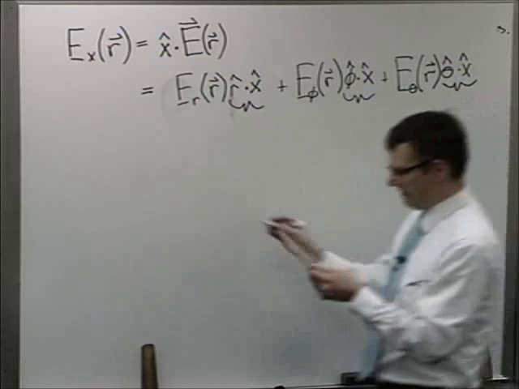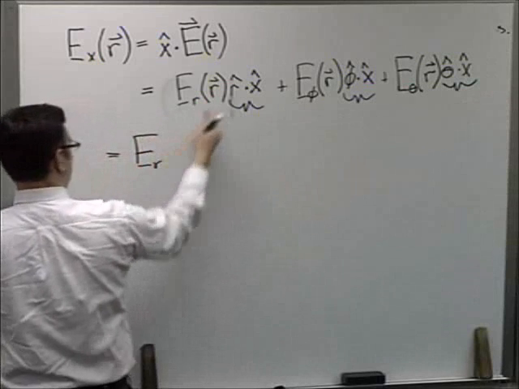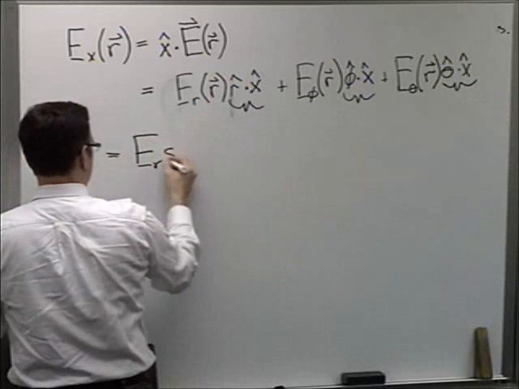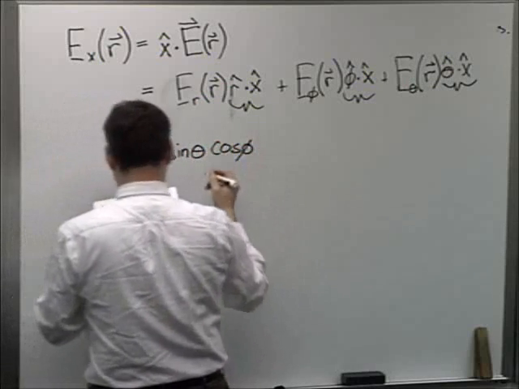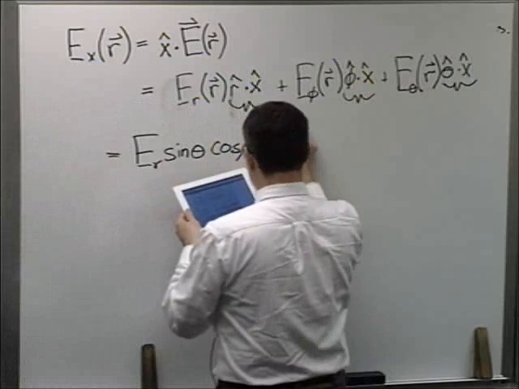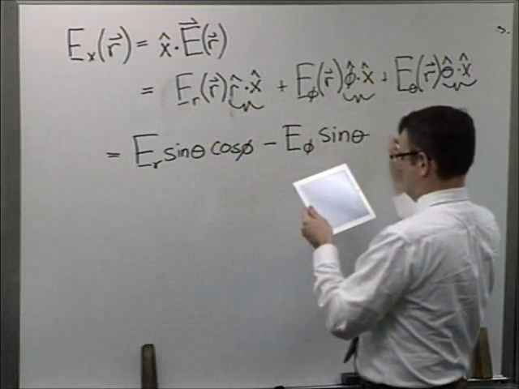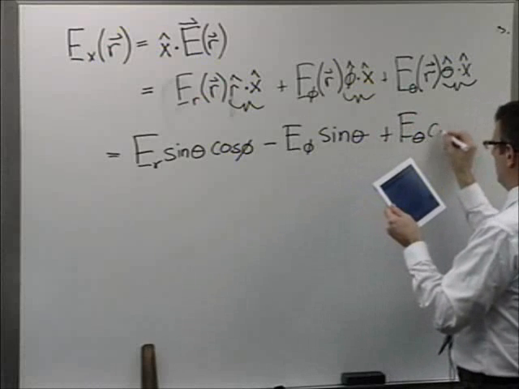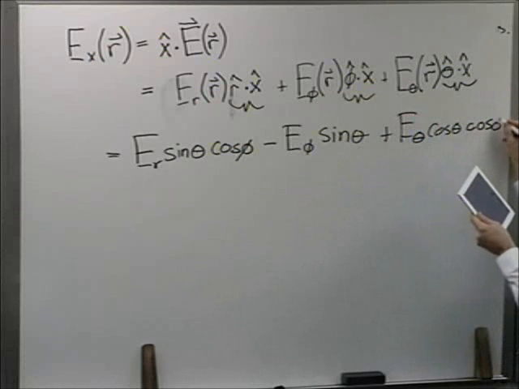So in the end, what I've got, if I read that table across, E_r, and I'm going to drop the positional dependence because I'm going to run out of board space otherwise, sine theta cosine phi minus E_phi sine phi plus E_theta cosine theta cosine phi.